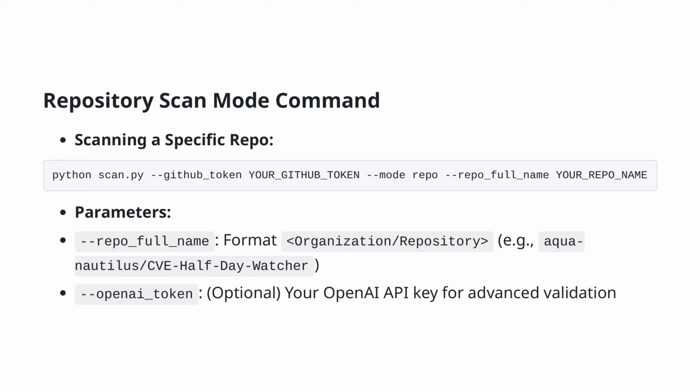OpenAI token. This is optional and is used if you have an OpenAI API key for advanced validation. So, with this command, you can pinpoint vulnerabilities in a specific repository by providing your GitHub token and the full name of the repository you want to scan. Optionally, you can include an OpenAI token for enhanced scanning capabilities.